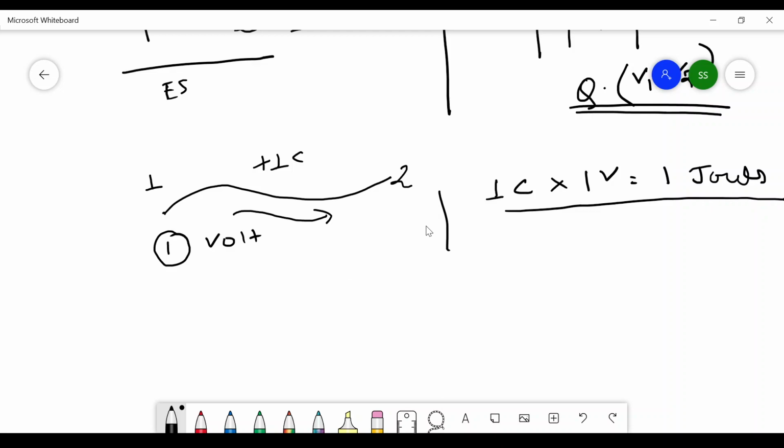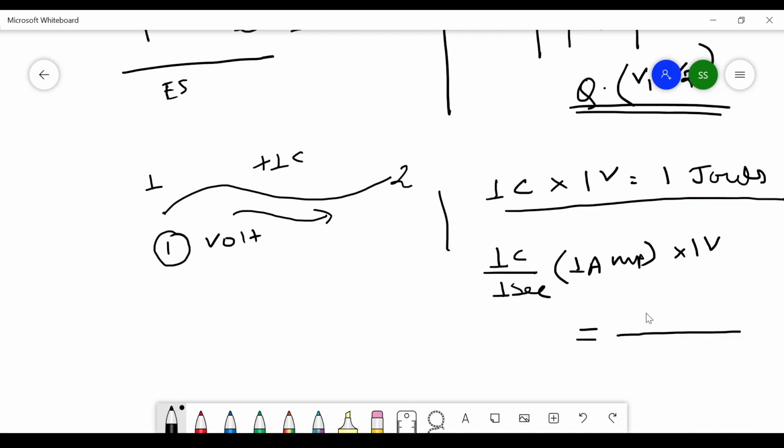Now similarly, whenever the rate of flow of charge is 1 ampere, that is 1 coulomb of charge flowing in 1 second, and it flows across 1 volt of potential difference, then the power gained by the charge will be 1 joule divided by 1 second, that is 1 watt. Okay, clear?